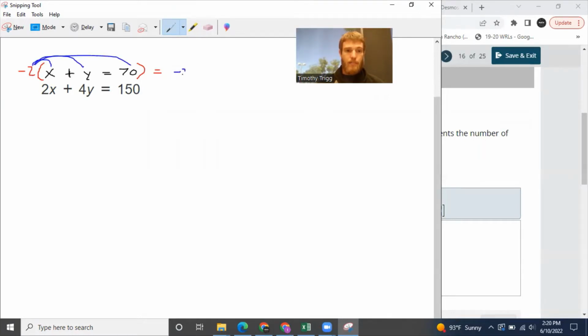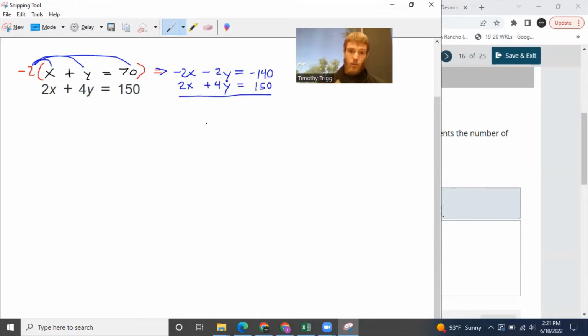So that'll be -2x minus 2y equals, and then it'll be -2 times 70, that's -140. Okay. The second equation didn't need to change, so I'm just going to rewrite it. Sometimes you'll have to multiply this equation by something too, but in this case, you only have to multiply the top equation. So, all right.